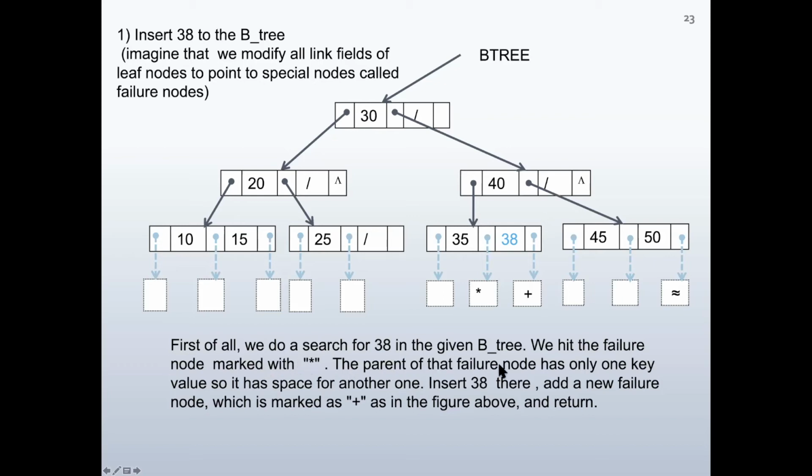The parent of that failure node has only one key value, so it has space for another one. Insert 38 there, add a new failure node which is marked as plus as in the figure above, and return. So here there was space and 38 is inserted here. We assume that here there is a failure node marked as plus.